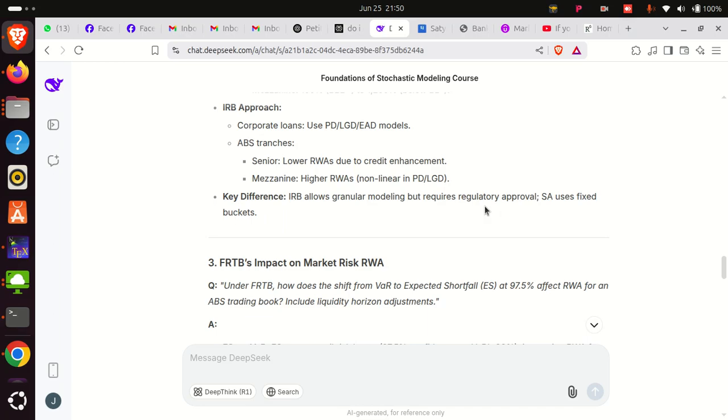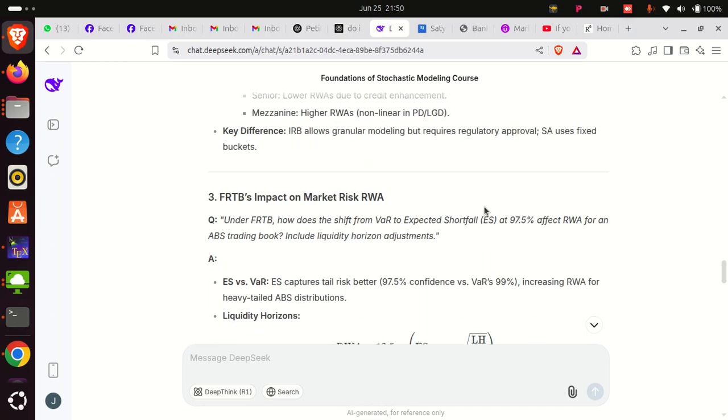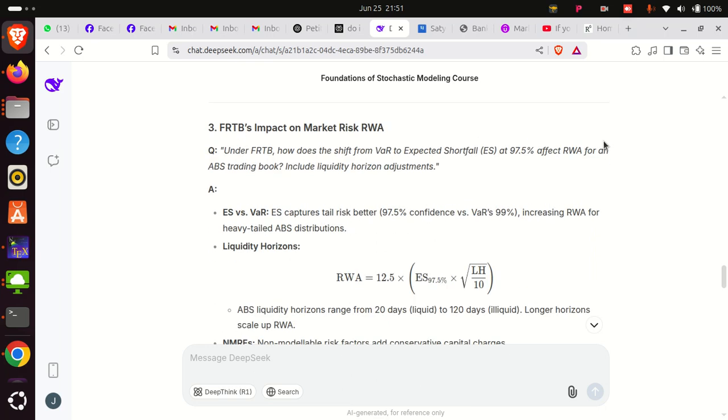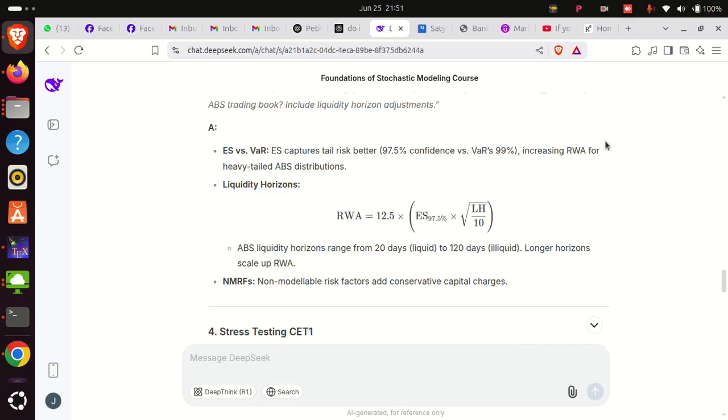The next is FRTB's impact on market risk-weighted assets. So under FRTB, how does the shift from value at risk to expected shortfall at 97.5% affect the risk-weighted assets for an ABS trading book? Include the liquidity horizon adjustment. So expected shortfall captures the tail risk better, 97.5% confidence versus 99%, increasing risk-weighted assets for heavy-tailed ABS distributions.